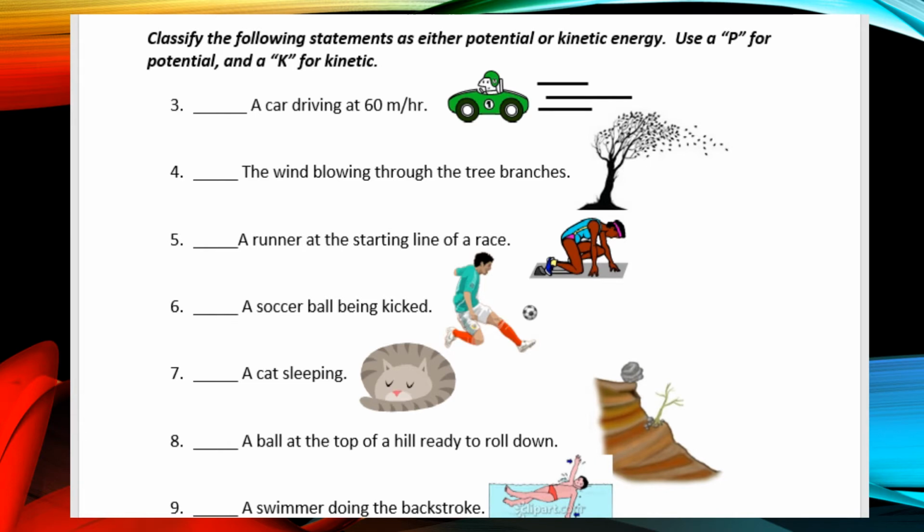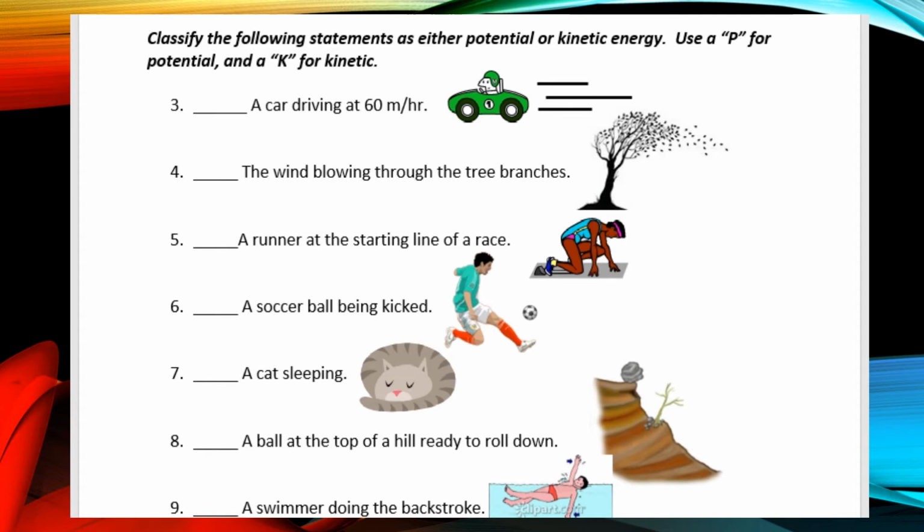Number 5, a runner at the starting line of a race. Number 6, a soccer ball being kicked. Number 7, a cat sleeping.